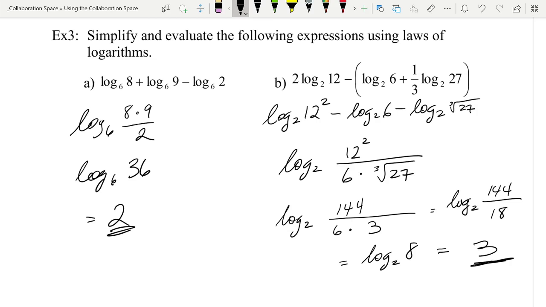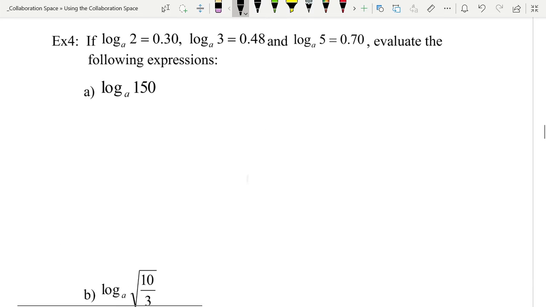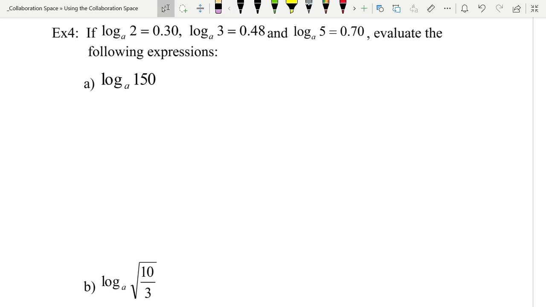All right, next. If log to the base a of 2 is 0.3, and log to the base a of 3 is 0.48, and log to the base a of 5 is 0.7, find log to the base a of 150. Whoa. All right, here's what we're going to do. We're going to make that number 150 into 2 times 3 times 5 times 5.